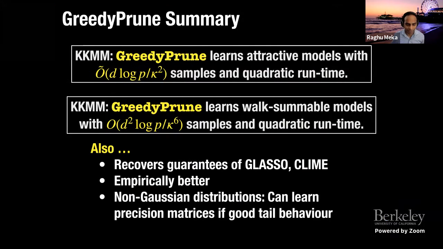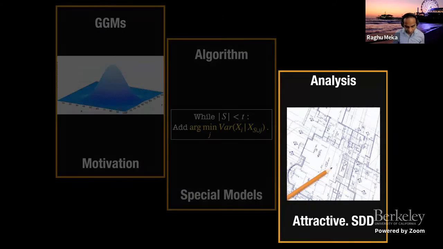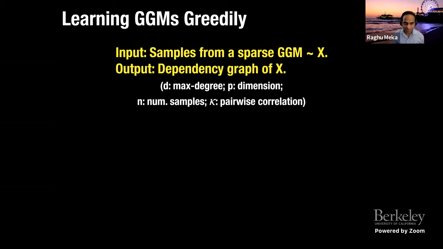There you go. So if the distribution is non-Gaussian, we can still approximate the precision matrix as long as the precision matrix is sparse and the distribution has polynomial or exponential or sub-Gaussian tails. Okay. So let me now, in the last few minutes, say a few words about the analysis of the algorithm for the two cases.